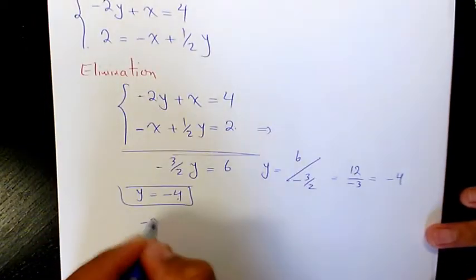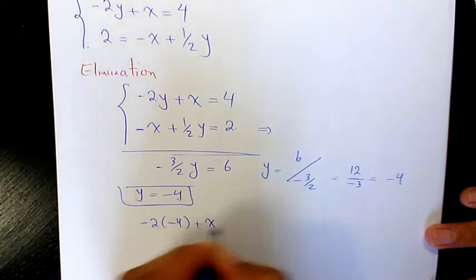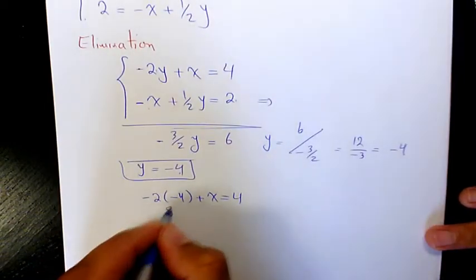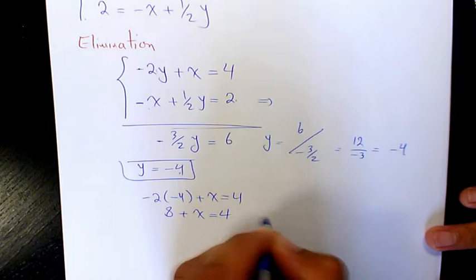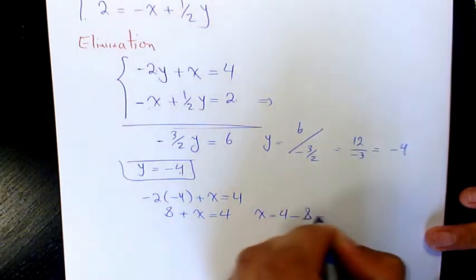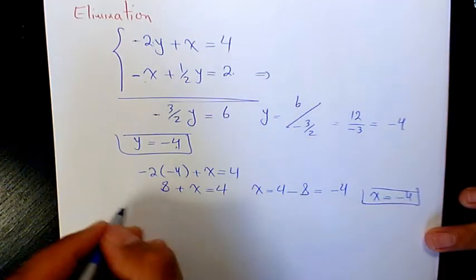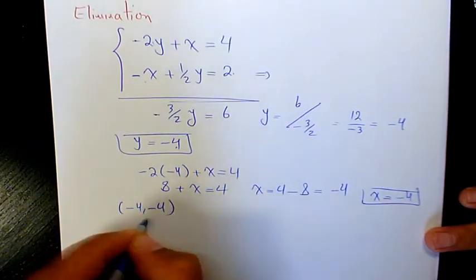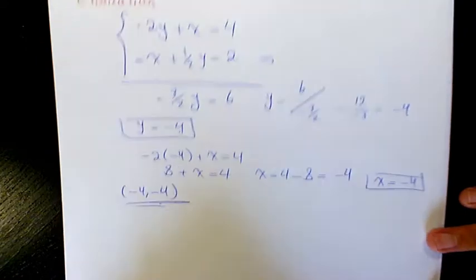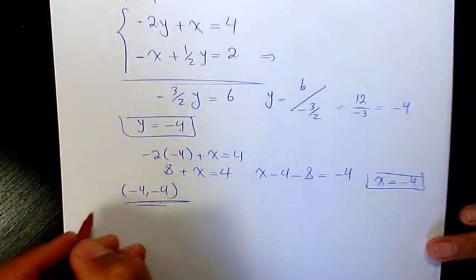Sub it there: negative 2 times negative 4 plus x equals 4. So that's going to be 8 plus x equals 4. So x is 4 minus 8, which is negative 4. So x is negative 4. Negative 4 and negative 4 is going to be the point of intersection. Now use the substitution method.